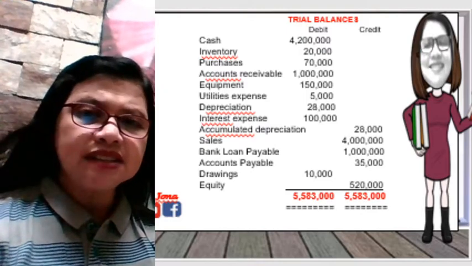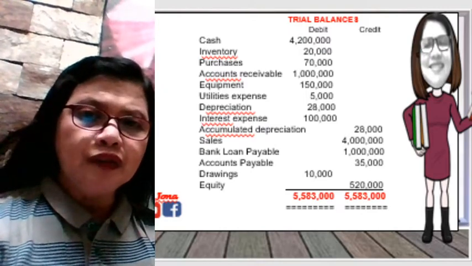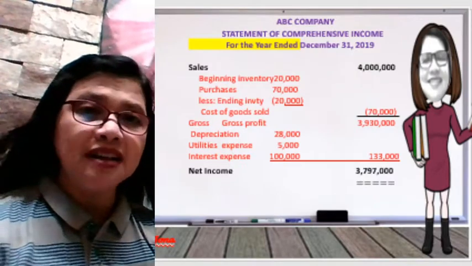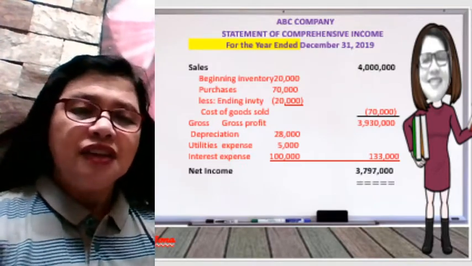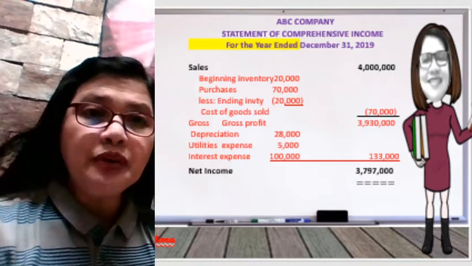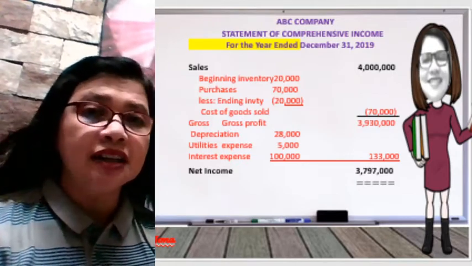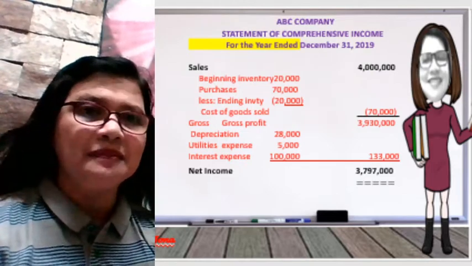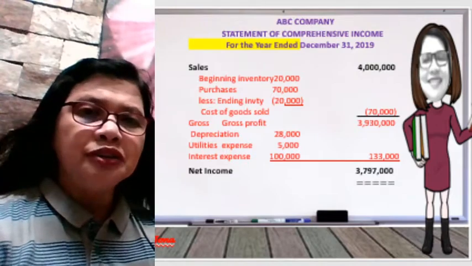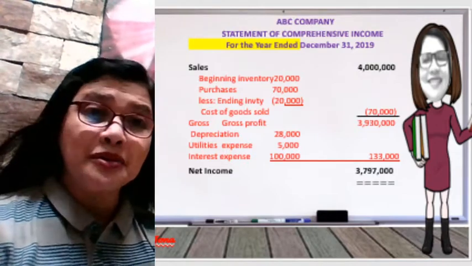The beauty of this is that repetition of your activity will make you so familiar that in the end everything is just as easy as breathing. Now we prepare the sales or the statement of comprehensive income. Siyempre, it starts with the sales, okay? You know already, I think you've already memorized the format.